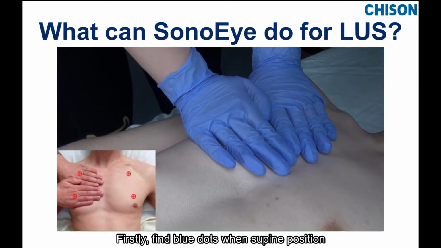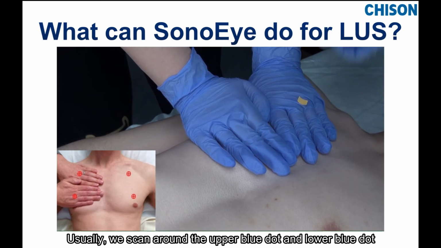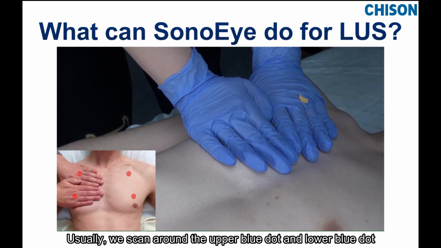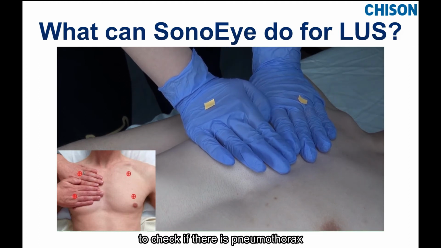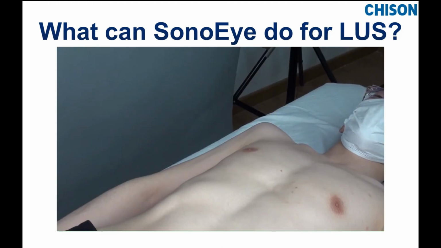Firstly, find the blue dots when supine position. Usually, we scan around the upper blue dot and the lower blue dot to check if there is pneumothorax.